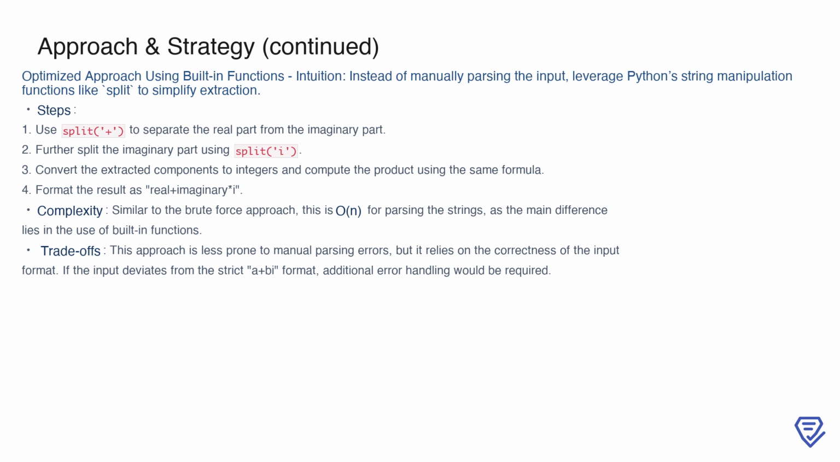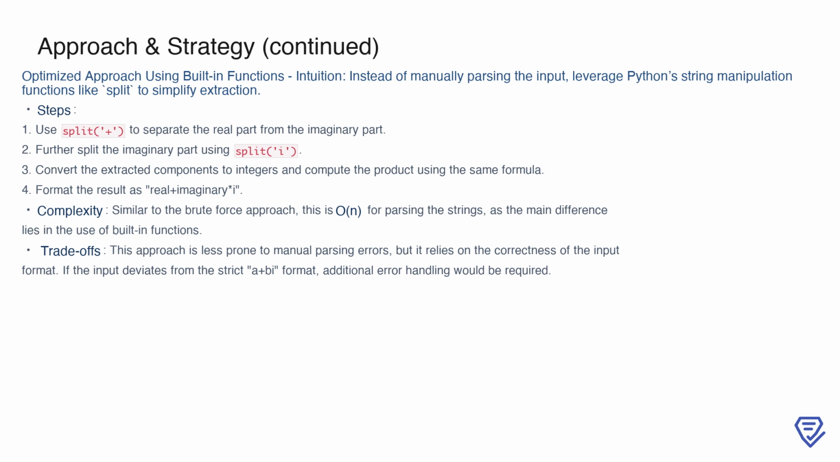First, we use split plus to separate the real part from the imaginary part of the string. Then, we split the imaginary part further using split I to isolate the numeric value. Once these components are extracted and converted to integers, we can compute the product using the same multiplication formula as before. After the calculations, the result is formatted back into the required real plus imaginary*I format.